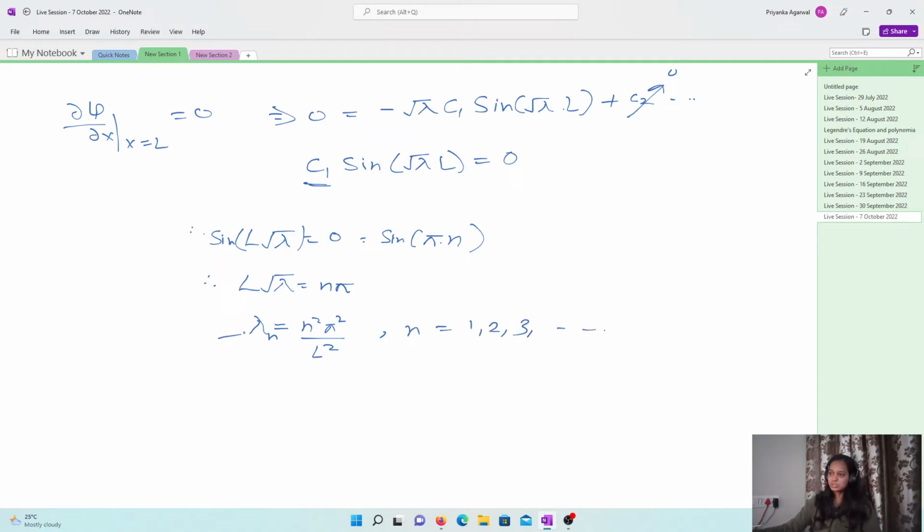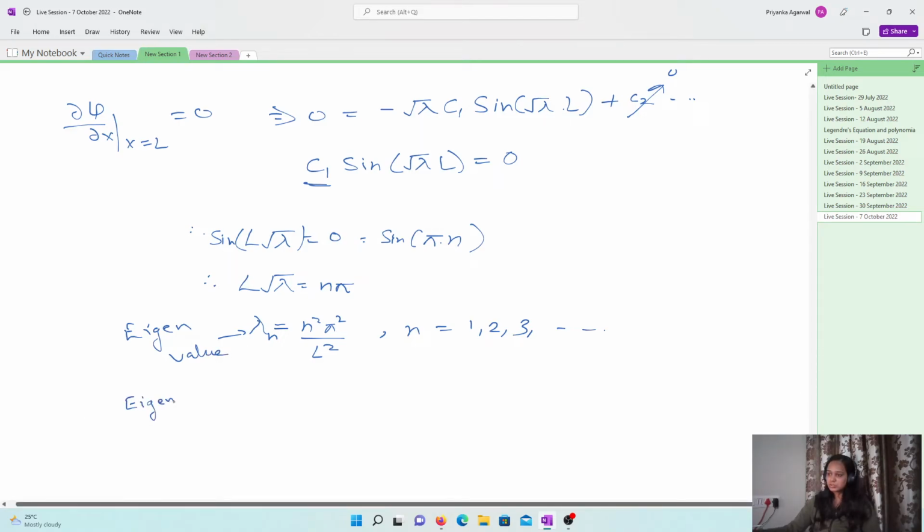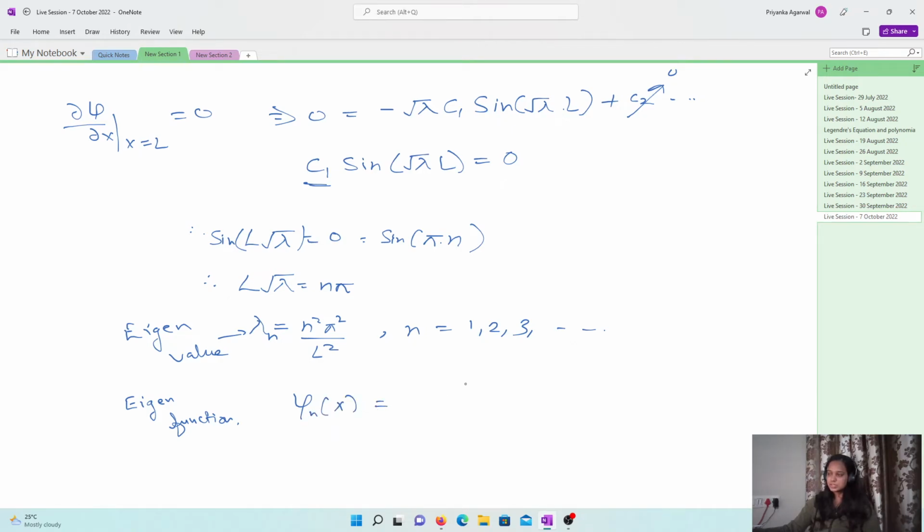So this is the eigenvalue. The eigenfunction, what does it become? Then psi n of x can be written as cos of n pi x over L. Right? Any doubts still there? Please let me know.